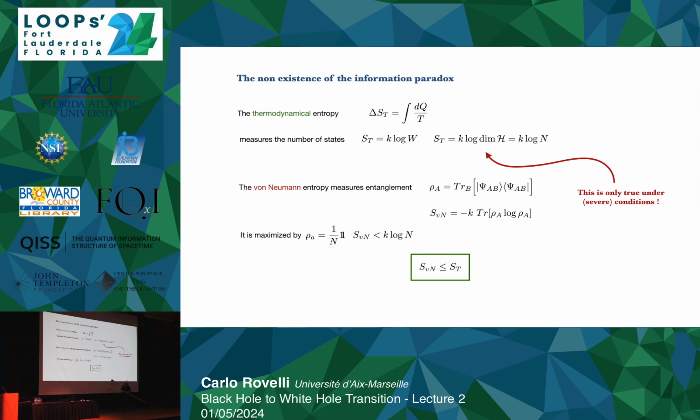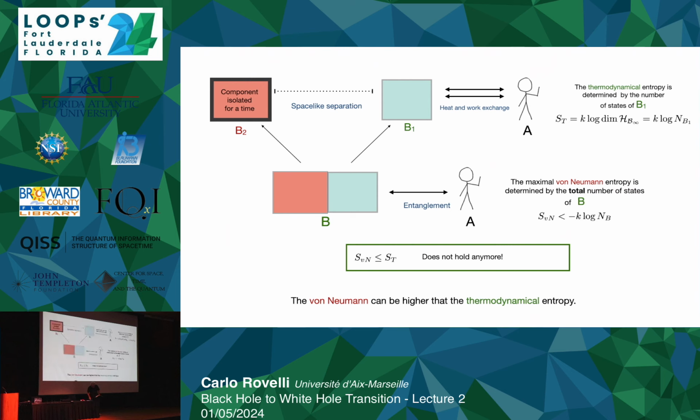So let me give you a very simple example, where you have a system, this system here, which has a thermodynamical entropy which is less than the maximum von Neumann entropy that describes the entanglement of this with something else. So take this system, entangle it with something outside, okay, and then break the system in two parts, and you send one very far away and keep one there. And now let this observer interact with this. And of course, the thermodynamical entropy that the observer sees, he cannot interact with that because it's far away. So the thermodynamical entropy is only determined by the number of states of B, one.